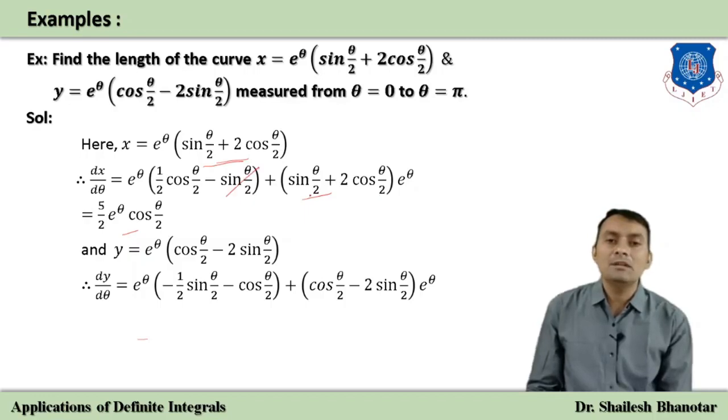But when you simplify, it will cancel out, so you will be left with only this one, 1 by 2 plus 2 times. So when you simplify, you will get 5 by 2 e raised to theta into cos theta by 2. And similarly for y, you can derive dy by d theta will be minus 5 by 2 e raised to theta sin theta by 2.